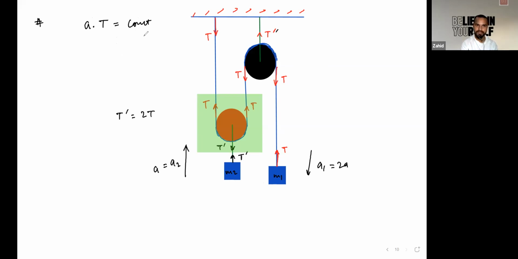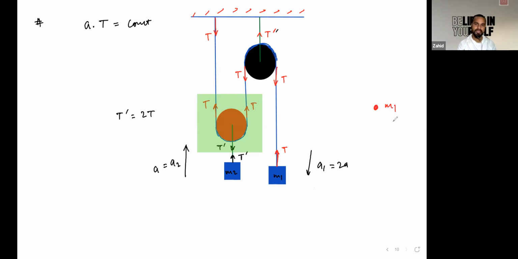So if you move tension to the other side, you get acceleration, or you say acceleration is inversely proportional to tension. Now you have just defined acceleration of each block and tension of each block. Now use FBD and write the equation of each part.